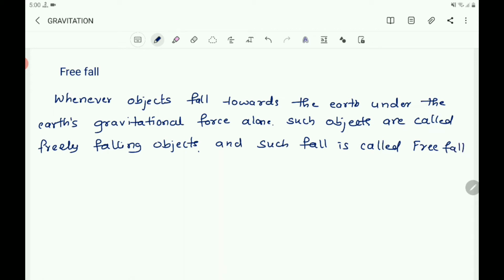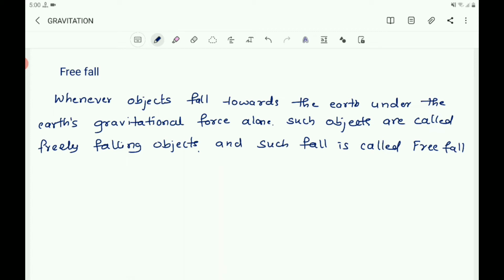So what is free fall, or what are freely falling objects? Whenever objects fall towards the earth under the earth's gravitational force alone, such objects are called freely falling objects and such fall is called free fall.